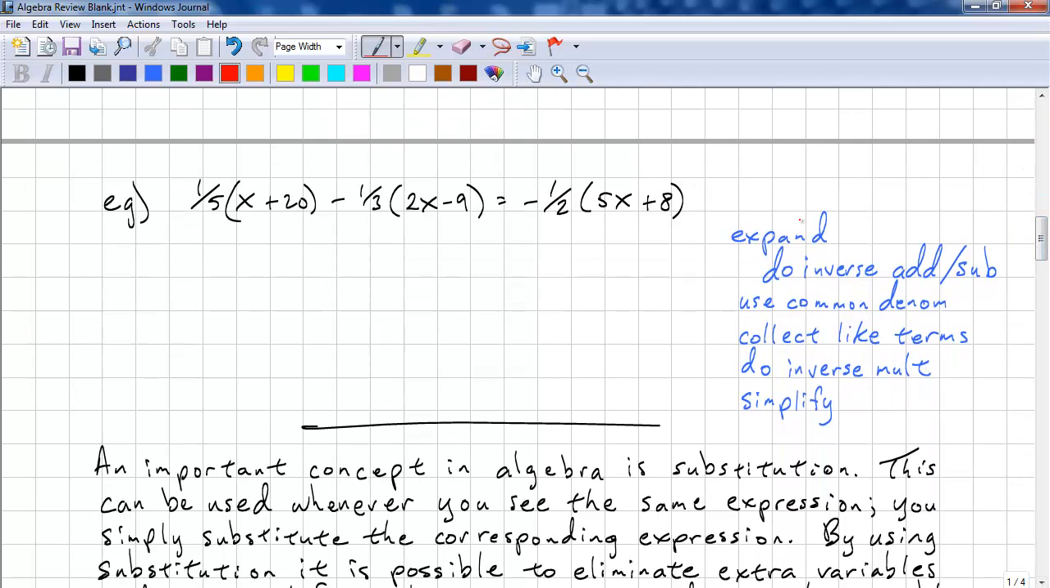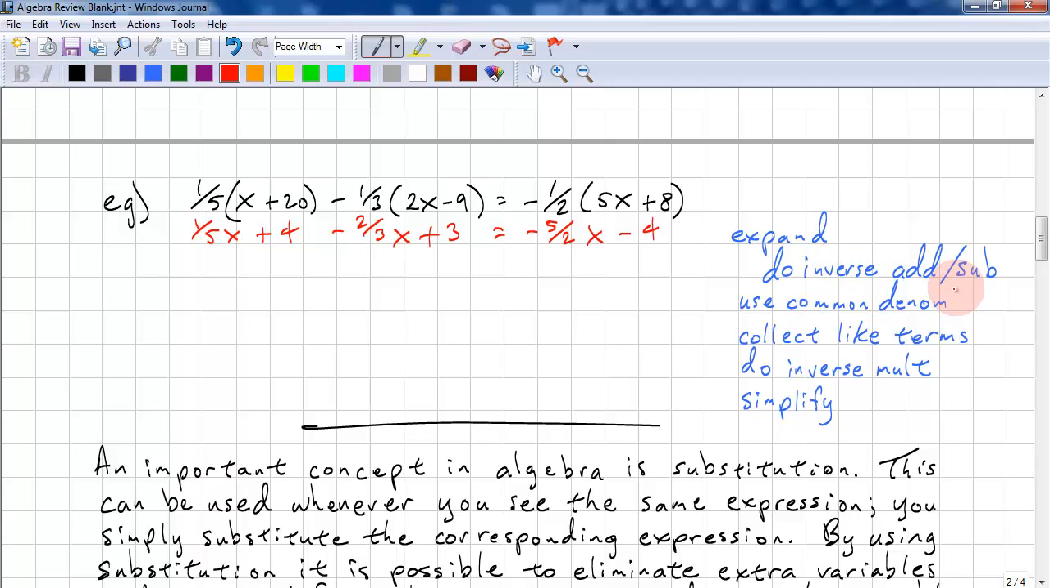Let's look at our next example. First step, we have brackets, so we expand everything. We have 1/5 x. A fifth times 20 is the same as 20 divided by 5, so that's just plus 4. Negative a third times 2, that's negative 2/3 x. Negative 1/3 times negative 9, that's the same as negative 9 divided by negative 3, so that's just positive 3. And we have negative 5 over 2x and minus 4.